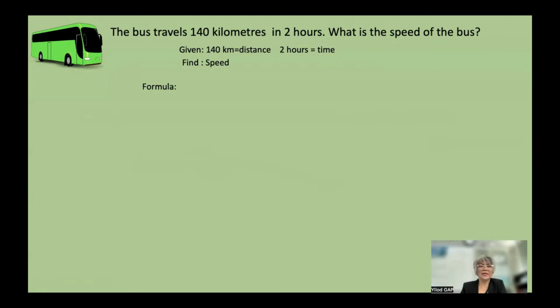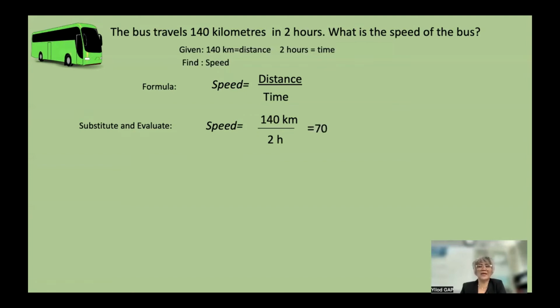So we can get the formula, which is that, and all we need to do is to substitute and evaluate. So speed, we write down 140 to replace distance, and 2 hours for time. So dividing 140 by 2, we're going to get 70. And what is the unit? Kilometers per hour.